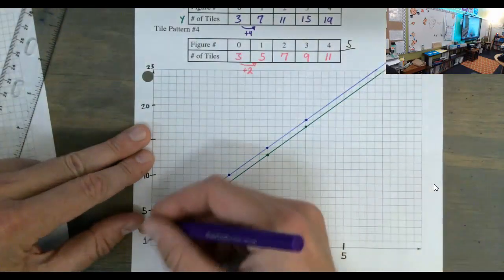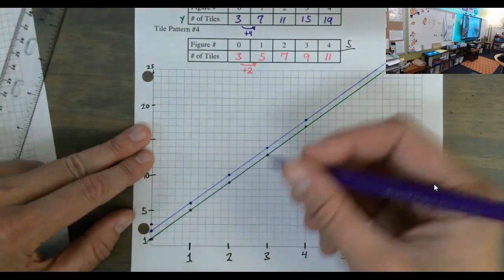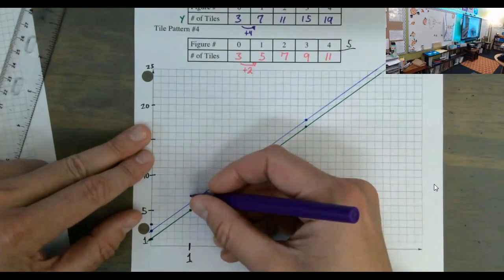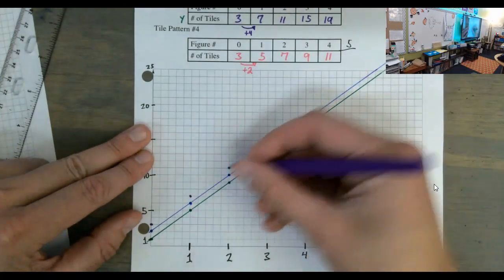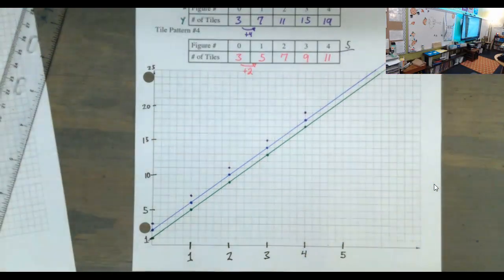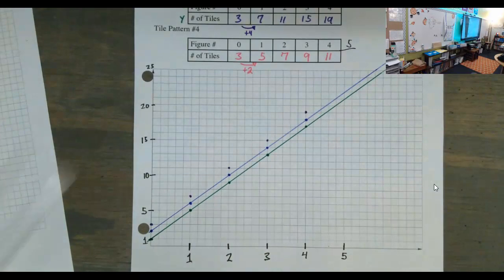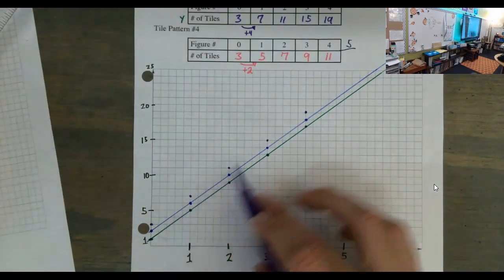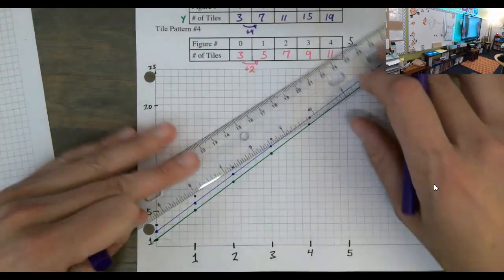0, 3. Huh, this smells fishy too. What do we notice about tile pattern 3? What? That was the last dot, sunshine.